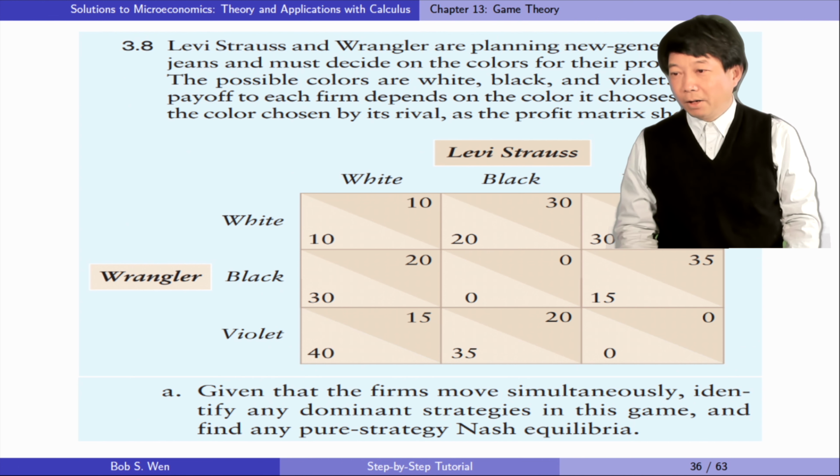Here's exercise 3.8. Levi Strauss and Wrangler are planning new generation jeans and must decide on the colors for their products. The possible colors are white, black, and violet. The payoff to each firm depends on the color it chooses and the color chosen by its rival, as the profit matrix shows. In Part A, given that the firms move simultaneously, identify any dominant strategies in this game and find any pure strategy Nash equilibria.